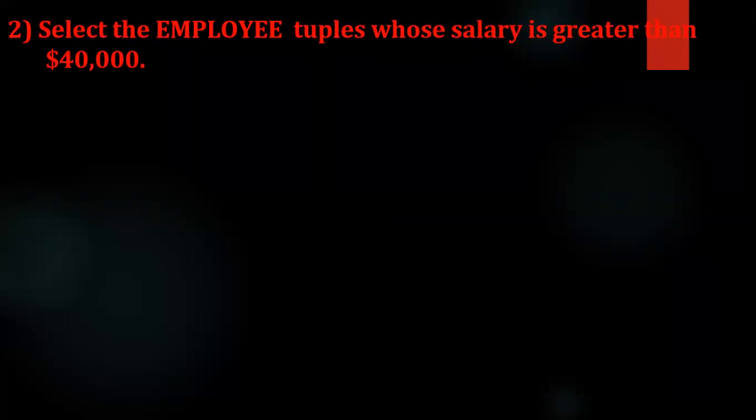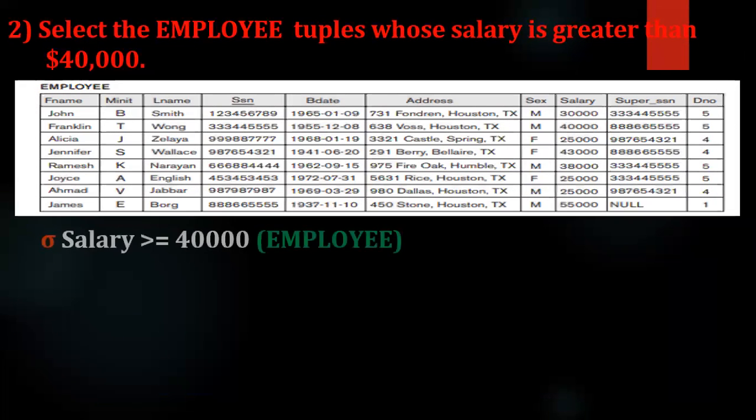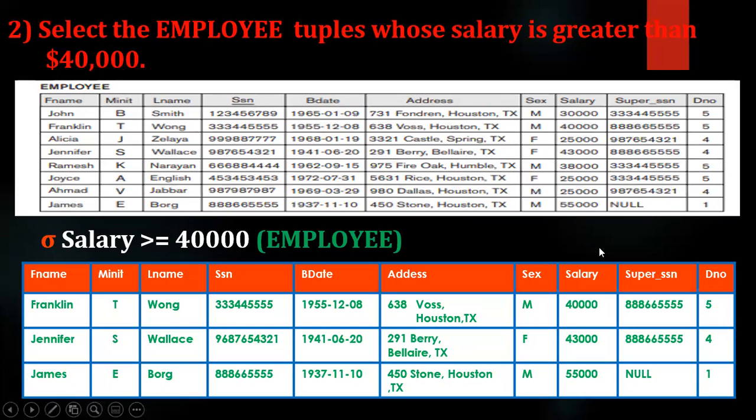Now if we take another example. Here I want to select the employees whose salary is greater than 40,000. So it is greater than or equal to 40,000 I want to select here. Greater than or equal to means again it will go to the salary column. If it is 30,000 it is less, 40,000 it is equal.